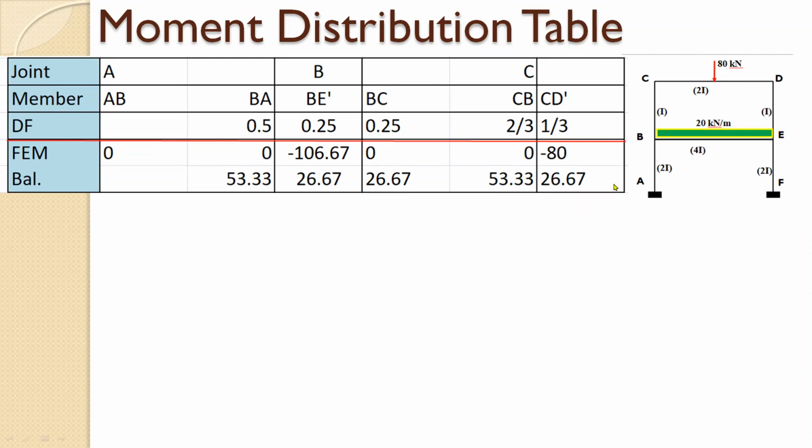As you know that if the moments are developed at any point due to any reason, half of it is carried over to other end. So if you look at joint B, we have calculated moment at BA, BE dash and BC, then BA moment will be carried over to AB. So from BA to AB, there will be carryover. Similarly, BC moment will be carried over to CB like this.